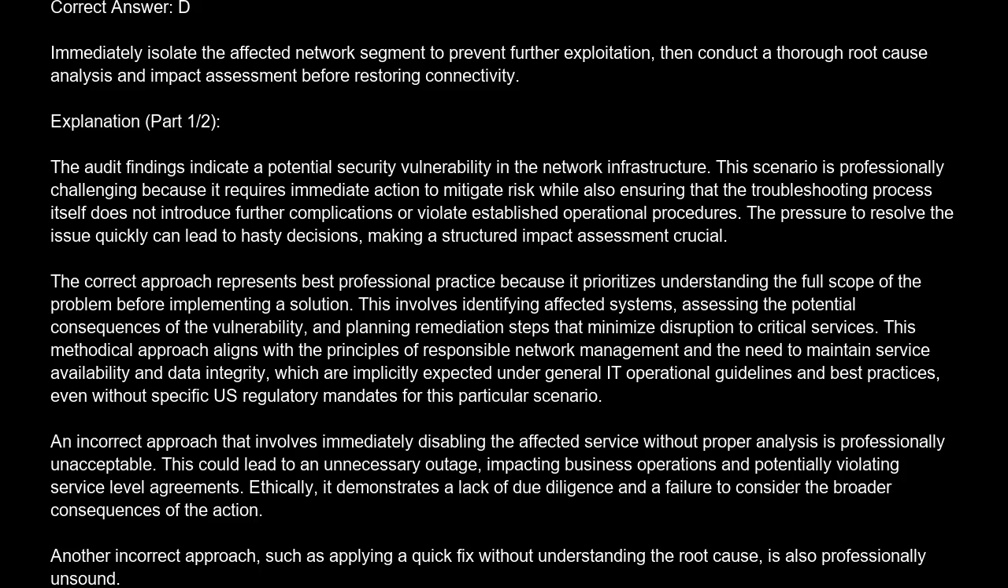The pressure to resolve the issue quickly can lead to hasty decisions, making a structured impact assessment crucial. The correct approach represents best professional practice because it prioritizes understanding the full scope of the problem before implementing a solution.